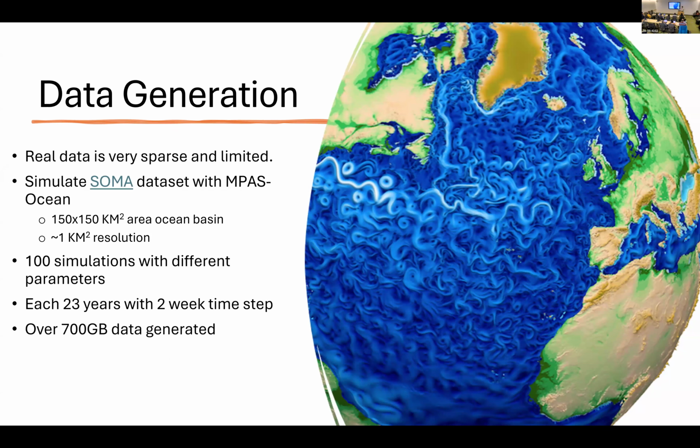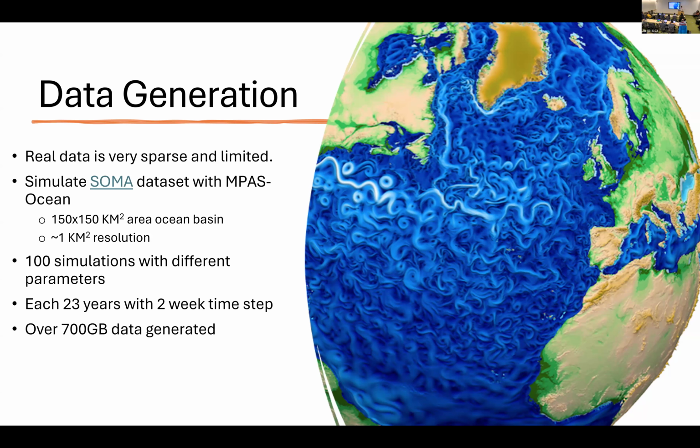In order to make a machine learning model, the most critical part is obtaining enough high quality data. Real data from the ocean is sparse and across short time periods, making it difficult to use for machine learning training. So instead, we use a simulator called MPAS-Ocean to simulate a data set called SOMA, which is an ocean basin, a bowl-shaped kind of region, 150 kilometers in diameter and a grid size of roughly 1 kilometer squared. And we ran 100 different simulations with different subgrid parameters.